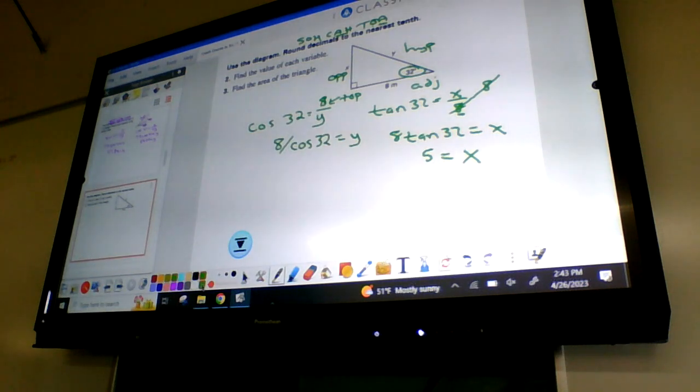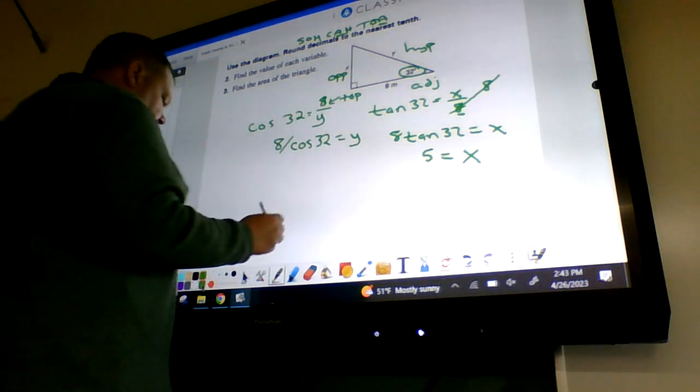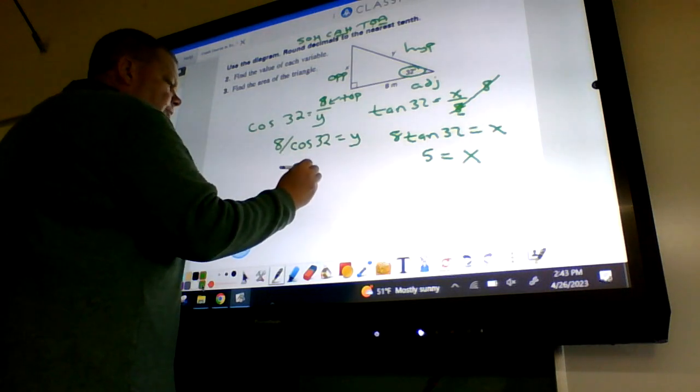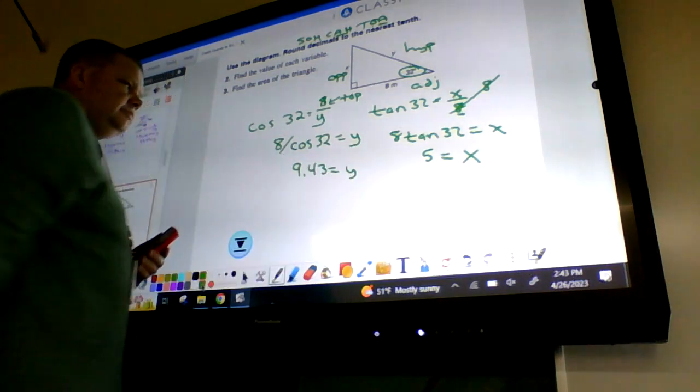Type it in just like that, 8 divided by cosine 32. The calculator will give you your answer right back, and in this case, that comes out to be 9.43 for y.